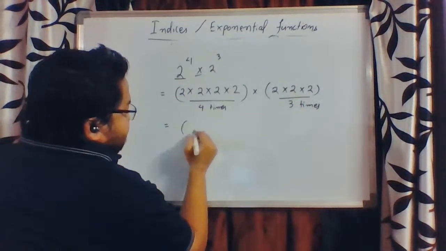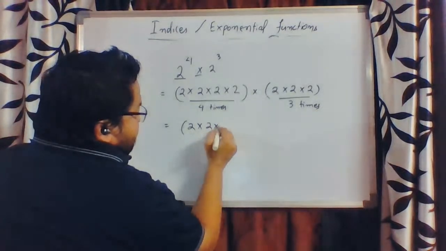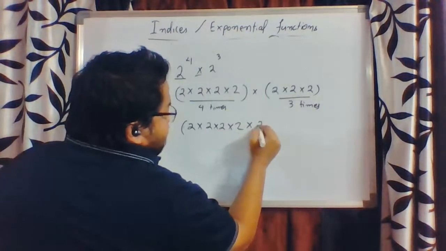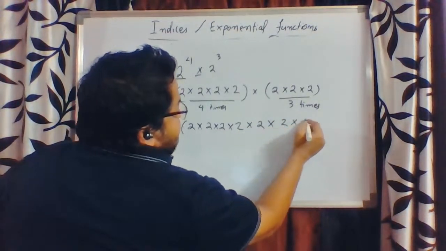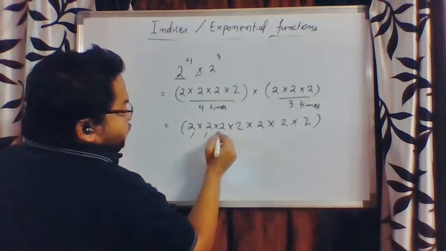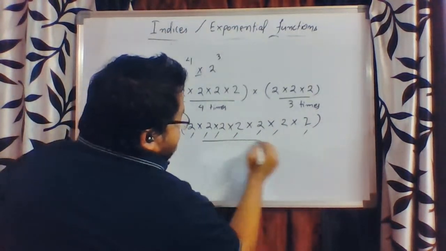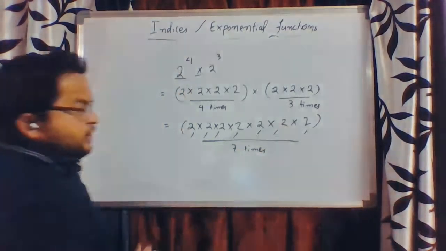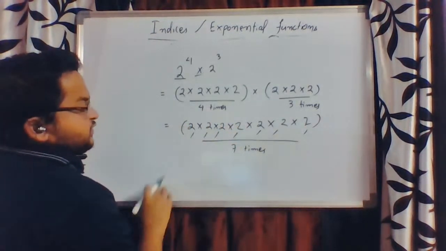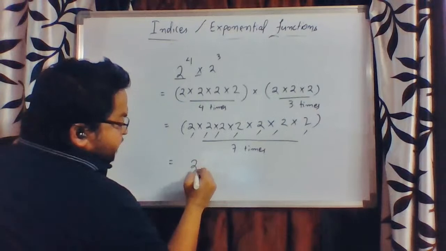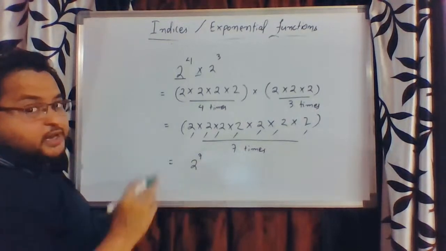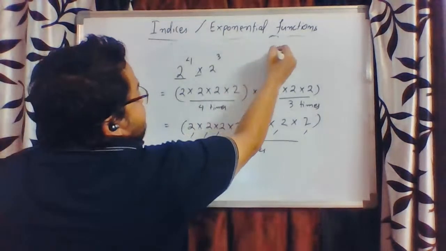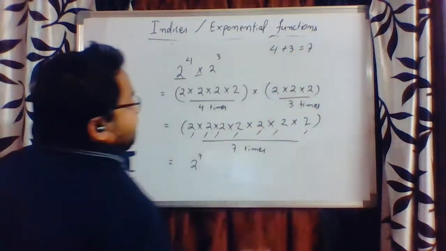So can I write it, within the same bracket, as 2 into 2 into 2 into 2, these 4, and then I'll continue with 3 more multiplications, 4, 6, and 7. Now we have 1, 2, 3, 4, 5, 6, 7. So can I say 2 is multiplied with itself 7 times? If 2 is multiplied with itself 7 times, can I say this is nothing but 2 to the power 7? Okay. And if you try to understand a relationship here, obviously 4 plus 3 equals 7.